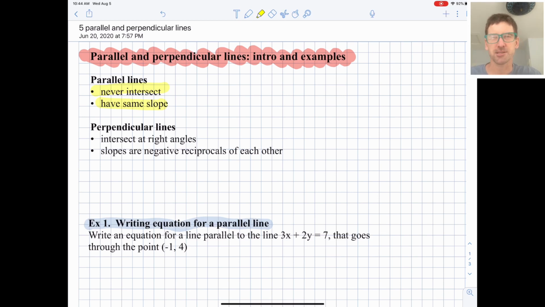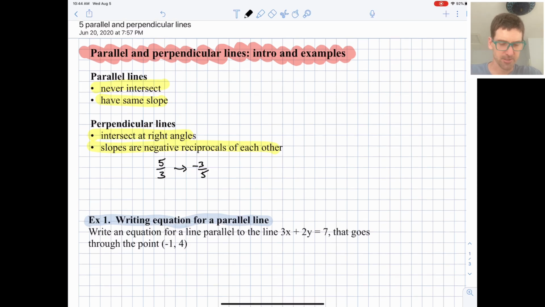So we're working with all in the same plane, which makes sense in algebra because we're working on the xy axis system in the Cartesian coordinate plane. Perpendicular lines intersect at right angles, and the slopes, importantly, are negative reciprocals of each other. So if the slope for one of them is 5/3, the slope of its perpendicular is -3/5. So you flip the fraction and you make the new slope the negative of what the other slope was.